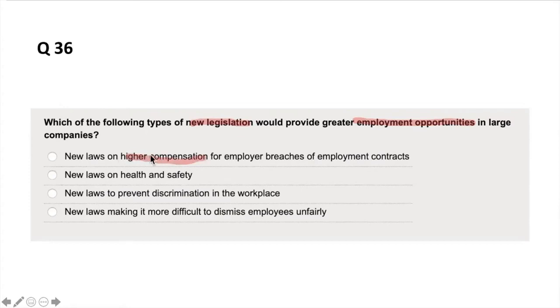So a new law that requires an employer to pay more if they breach a contract would make them cautious, of course, to keep the people they have and to ensure that they have no problem. That's not going to open their recruitment process, or they're not going to give opportunities to other people. They would be cautious. It would be risky.